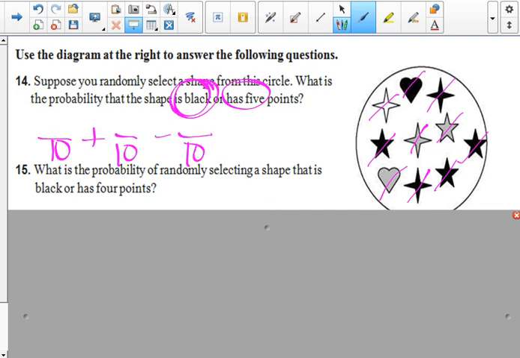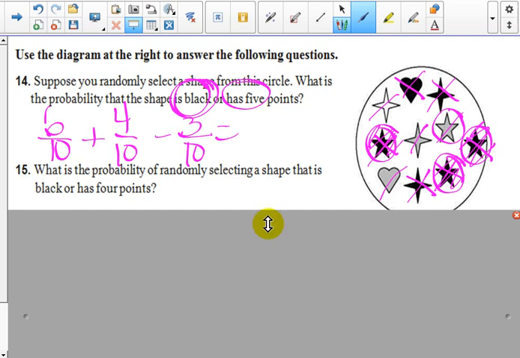So now we need to get the black shapes. 1, 2, 3, 4, 5, 6. And how many have 5 points? 1, 2, 3, 4 of these. Okay, now how many of those are black and 5 points? So 1, 2, 3. So since those got double counted, we have to take them away.